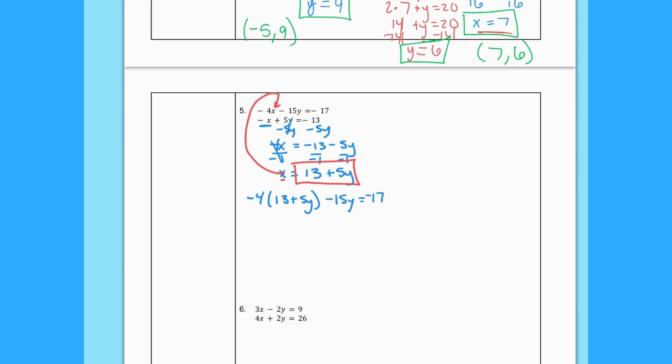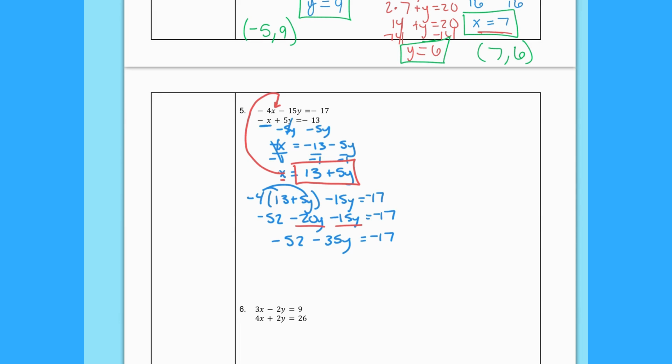And then I'm going to do my distributive property. Negative 4 times 13 is negative 52. Negative 4 times 5y is negative 20y. Let me just bring the rest down. Then we've got some like terms here. Negative 20y and negative 15y can be combined. So that's going to be negative 35y.